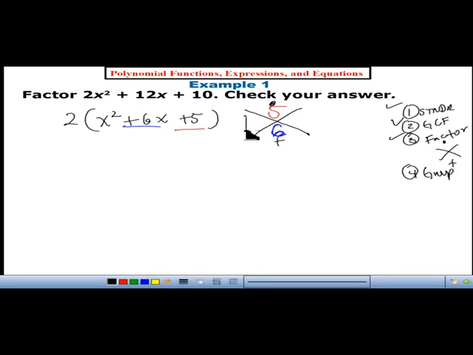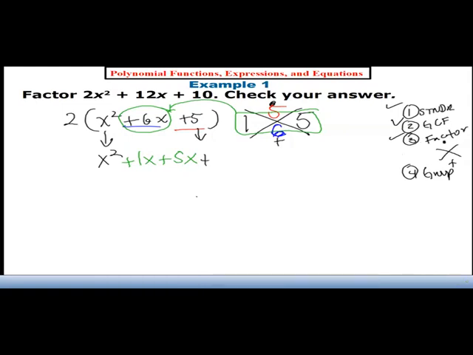Yeah, 1 and 5. Okay, so we're going to rewrite this. I bring down the first term, x squared. The middle term, instead of bringing this down, I'm going to replace it with these two numbers that I came up with. Instead of 6x, I'm going to write 1x and 5x. At the end, I bring down the last term from this trinomial. Oh, 5, sorry. There it is.